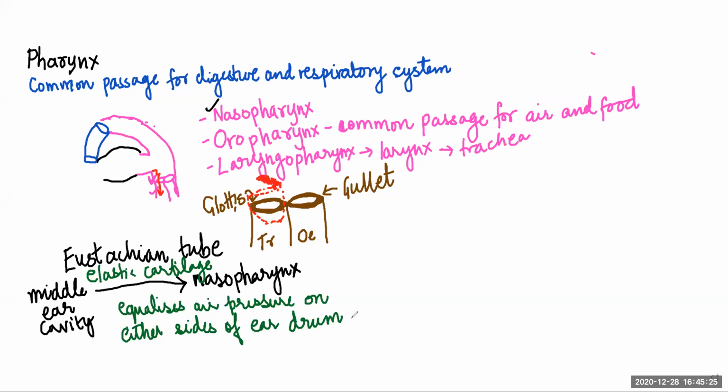Also, nasopharynx shows an opening for eustachian tube. Eustachian tube is a tube made up of elastic cartilage. This tube connects middle ear cavity with nasopharynx. It helps in equalizing the pressure on either sides. Okay.